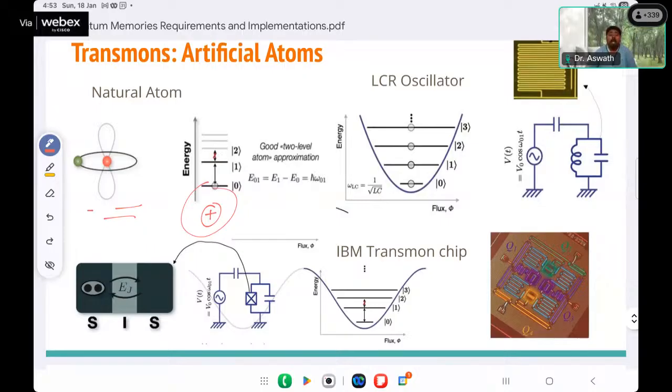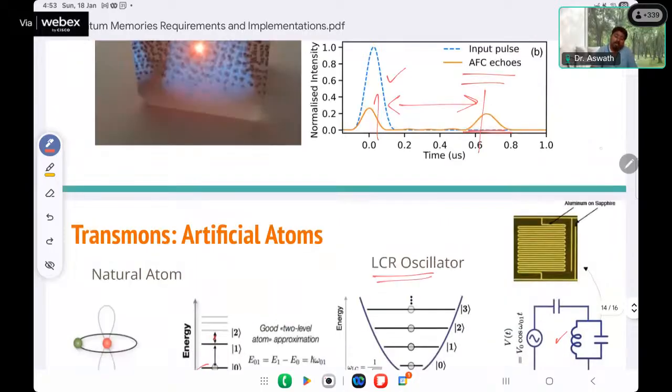But I can't have that, for example, if I have an LCR circuit, an LCR oscillator. What is it? It has an inductor, it has a capacitor.